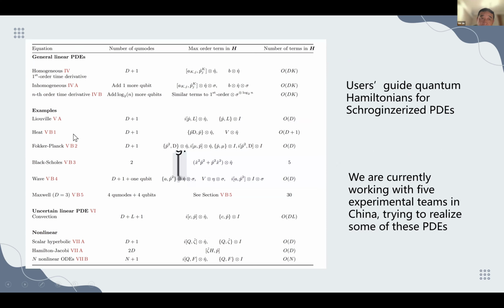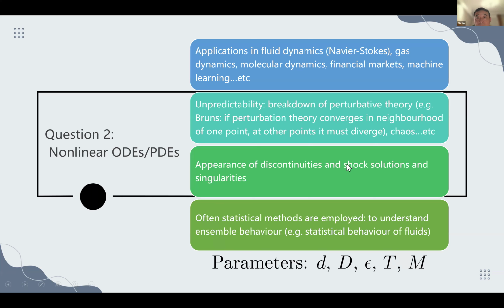This is what I call the user's guide for quantum Hamiltonians. Essentially, for all these linear PDEs, we find the quantum Schrodinger version, and then we find the corresponding quantum Hamiltonian. Now we are seeking experimental teams in the world to see whether their experiment can correspond to one of these Hamiltonians. As I mentioned, we are working closely with 5 experimental teams in China. They are all top-notch quantum physicists, and they are very excited because they find new applications for their quantum devices. So that's the story about linear PDEs and linear systems.